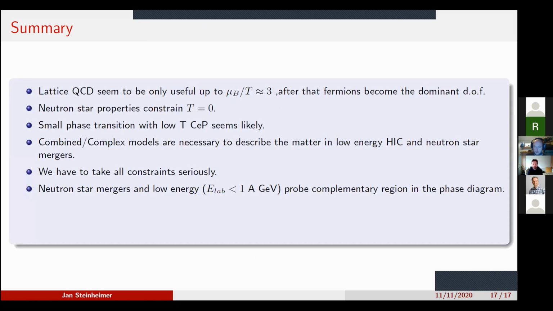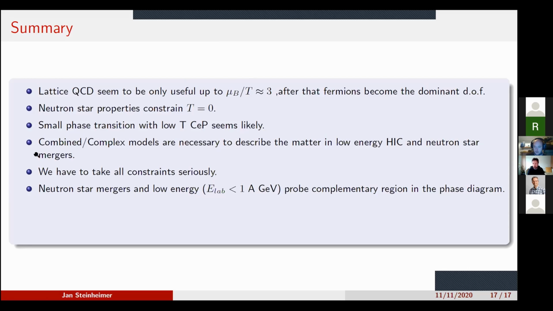So to summarize, I would say lattice QCD is directly useful up to mu_B over T of roughly 3. After that, fermions really become the dominant degrees of freedom for your thermodynamics. Neutron star properties constrain the T equals 0 thermodynamics, and at least in our model studies, when you try to reconcile both these constraints, you always get a very low critical endpoint. Of course, I would be happy to see a higher one which also reconciles both these properties.